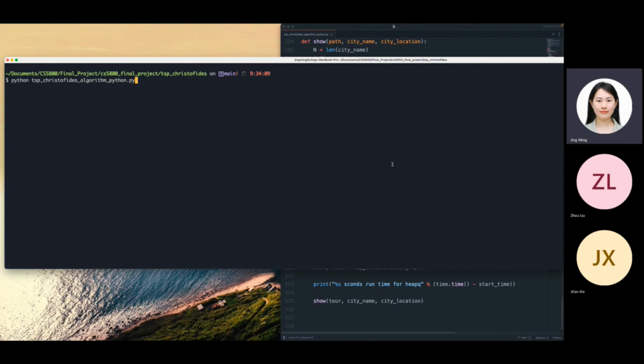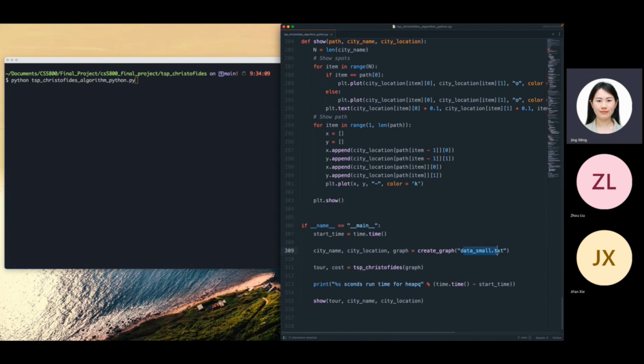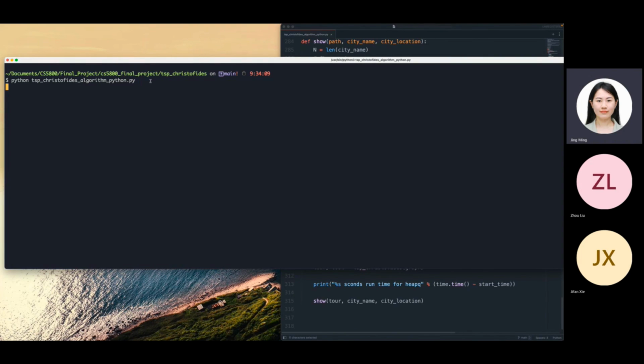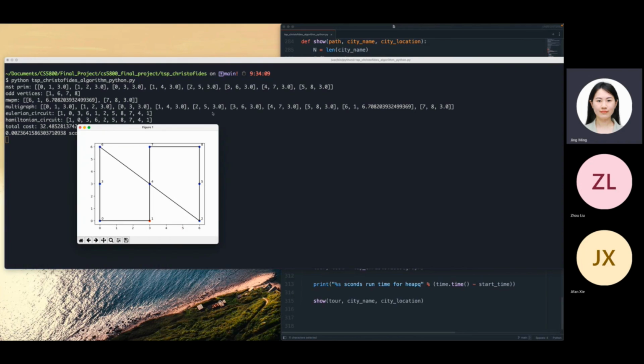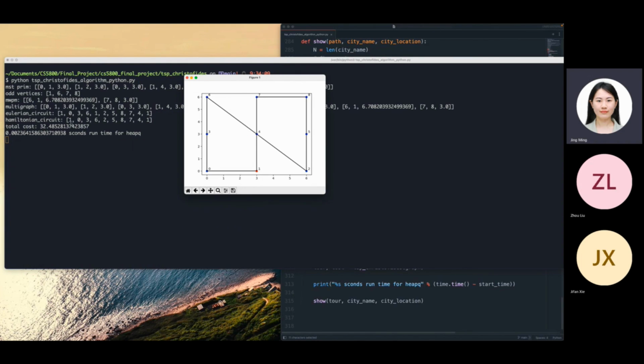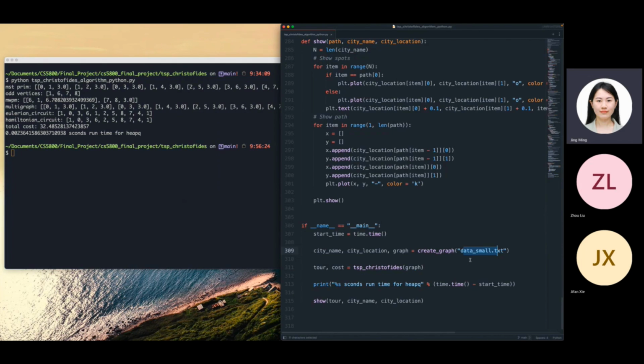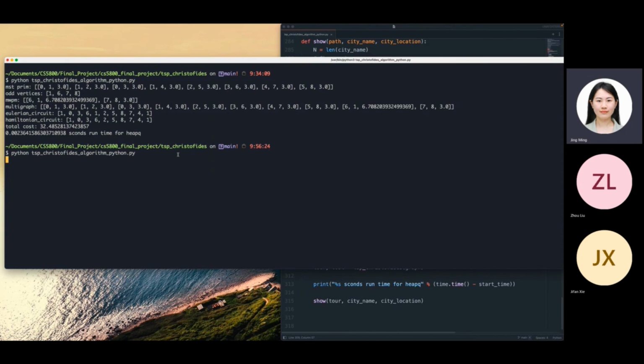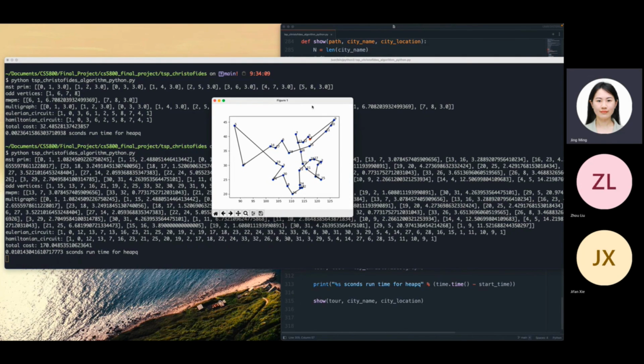And then I will show my program. Here we run a small dataset with 9 points, and we can see that the Hamiltonian circuit is from point 1 to point 1, and the total cost is 32, which is within 1.5 times the optimal tour, which is 28. And let's run a bigger data size with 34 points, and we can see that it gives a Hamiltonian circuit, and its total cost is 170.